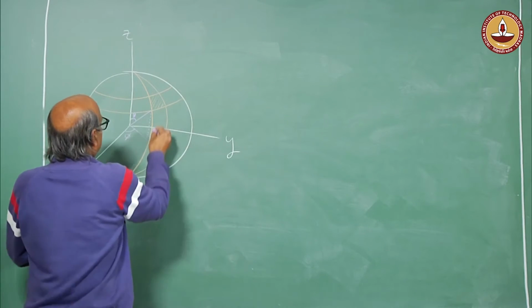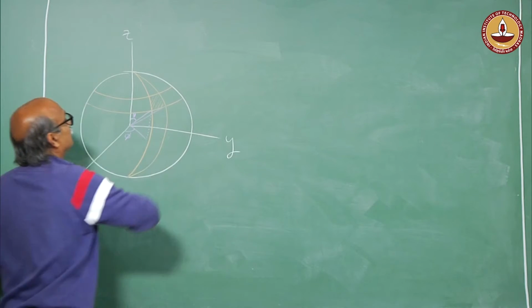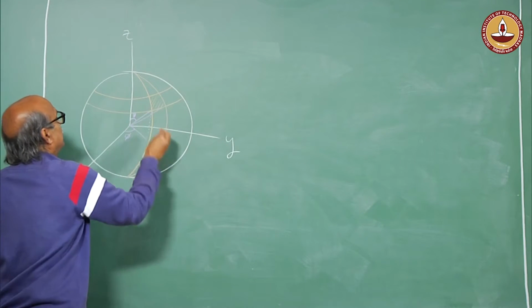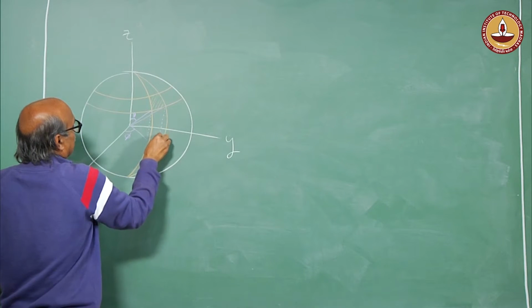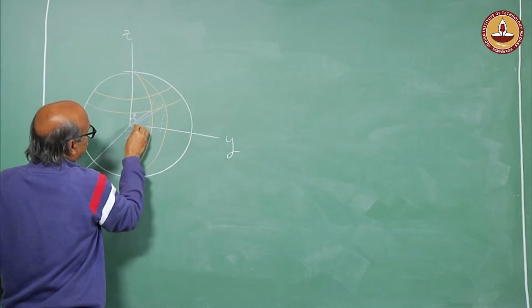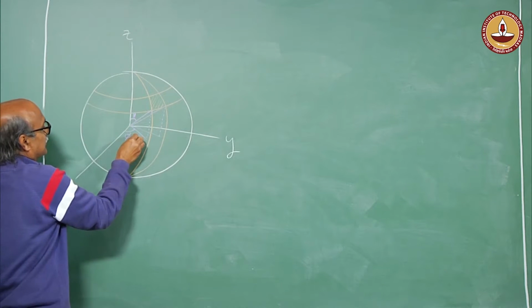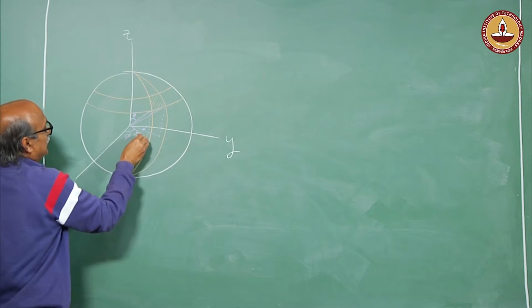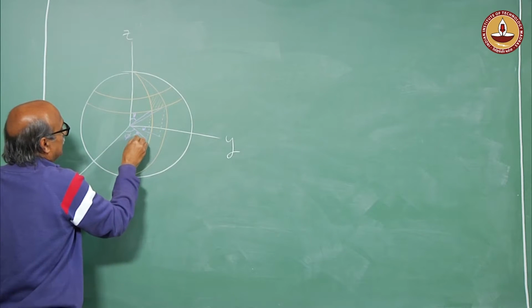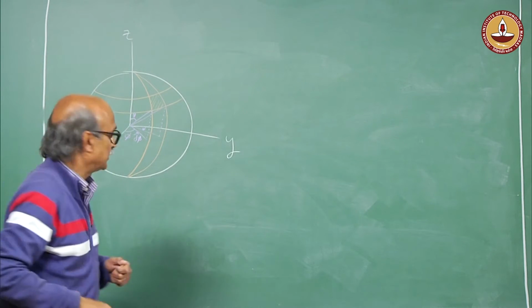Let us consider now this point. If I take a projection of this, it will come somewhere here. So, let us consider the angle between the two projections on the xy plane to be d phi. Okay.